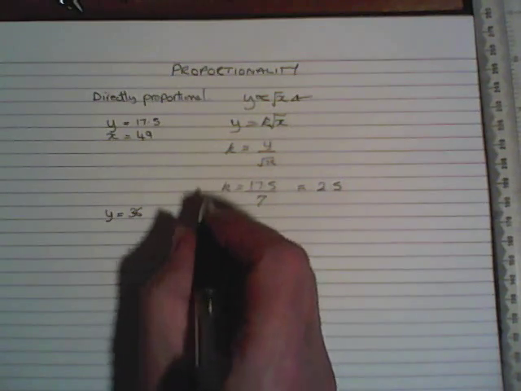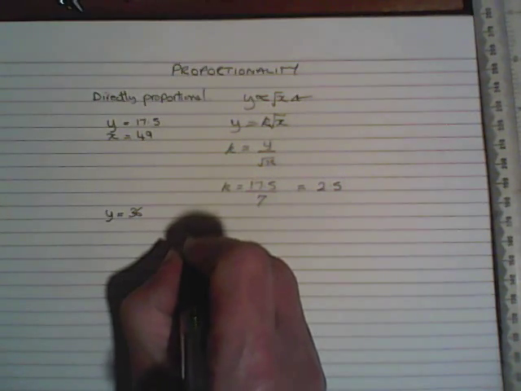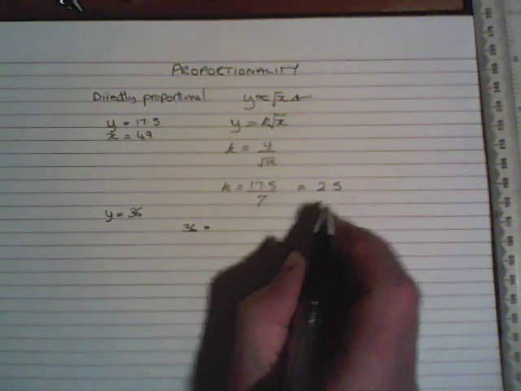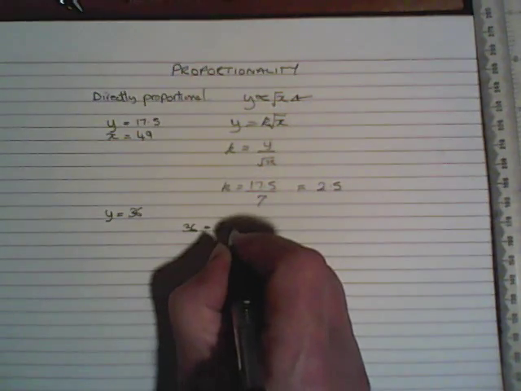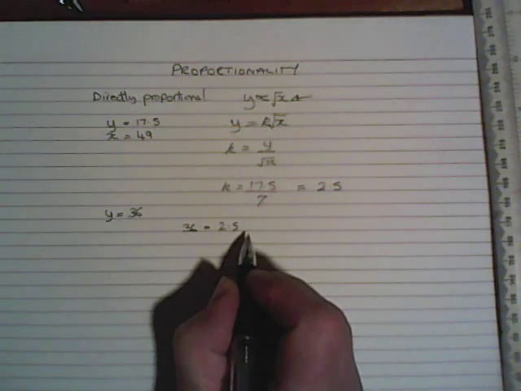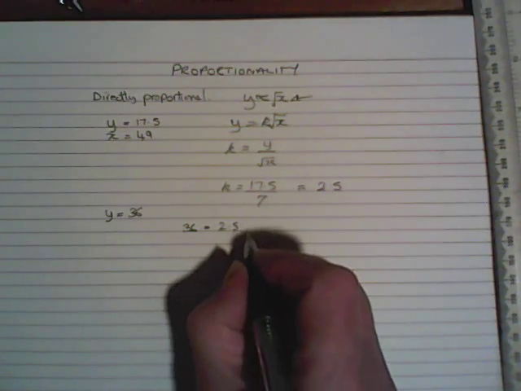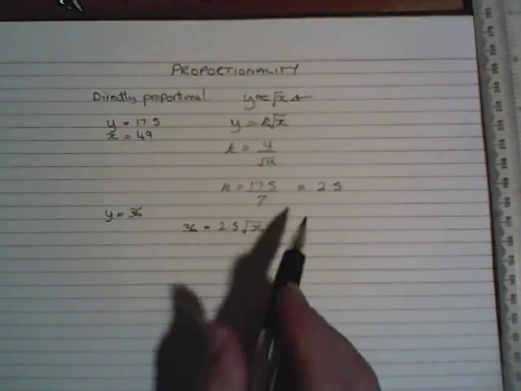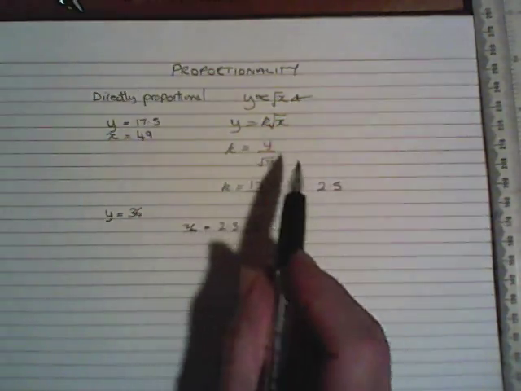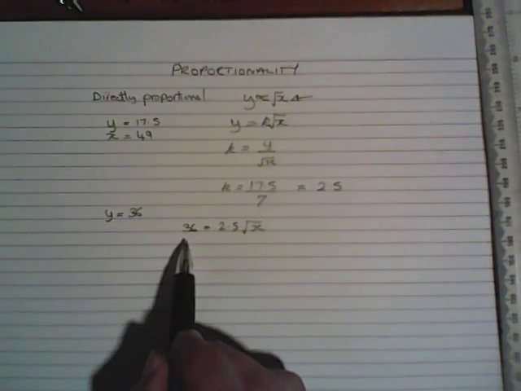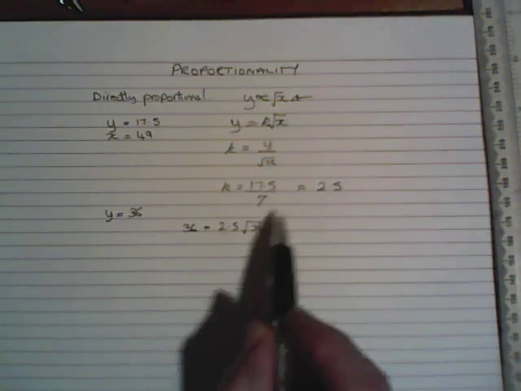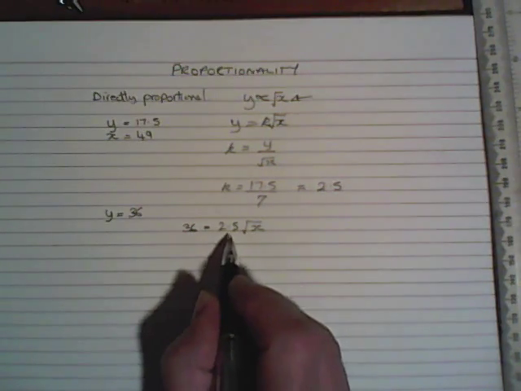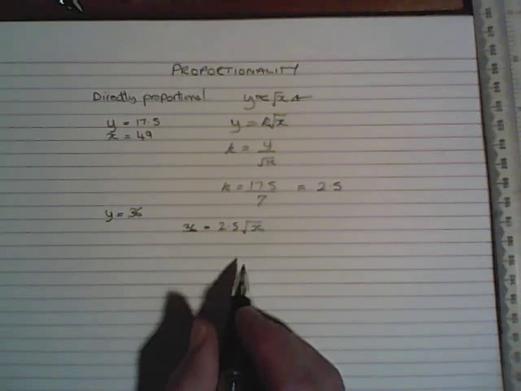So we now have a situation whereby y is now 36. And that equals the constant which we've worked out here. It's 2.5. And that is times the square root of x. As we said here, there's the 36 equals 2.5, which is a constant, times the square root of x. Now we don't know, we're trying to find out what x is. So how do we rearrange this to find out what x is?